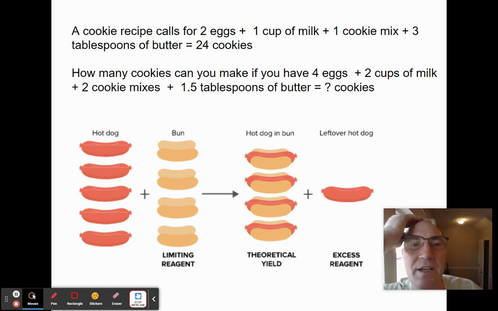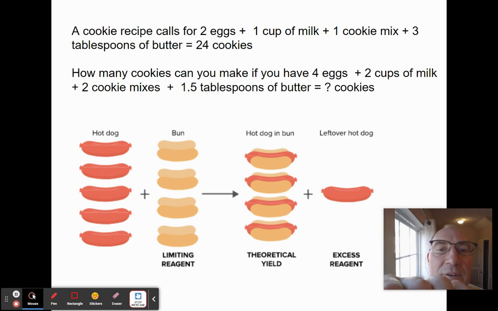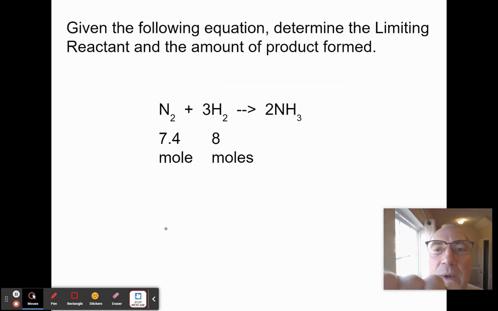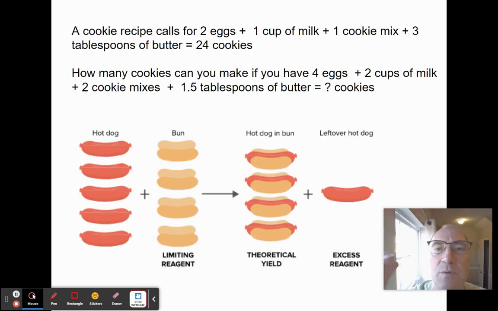Okay, so here's an example. This is often done in recipes. So if I want to make 24 cookies, I need 2 eggs, 1 cup of milk, 1 cup of cookie mix, and 3 tablespoons of butter. I make 24 cookies. All right, so you think of it like that. But if I have 4 eggs, I could make 48 cookies because I have twice as much. And I have enough for 48 there.